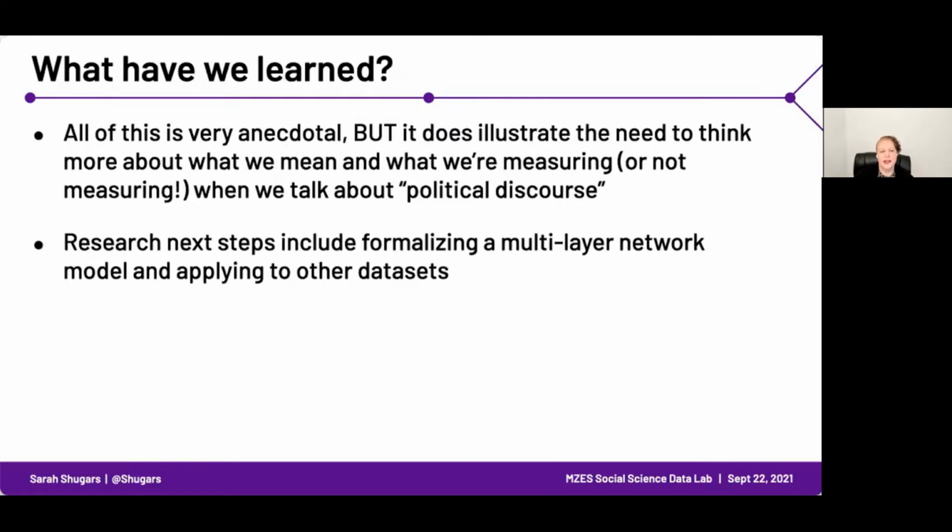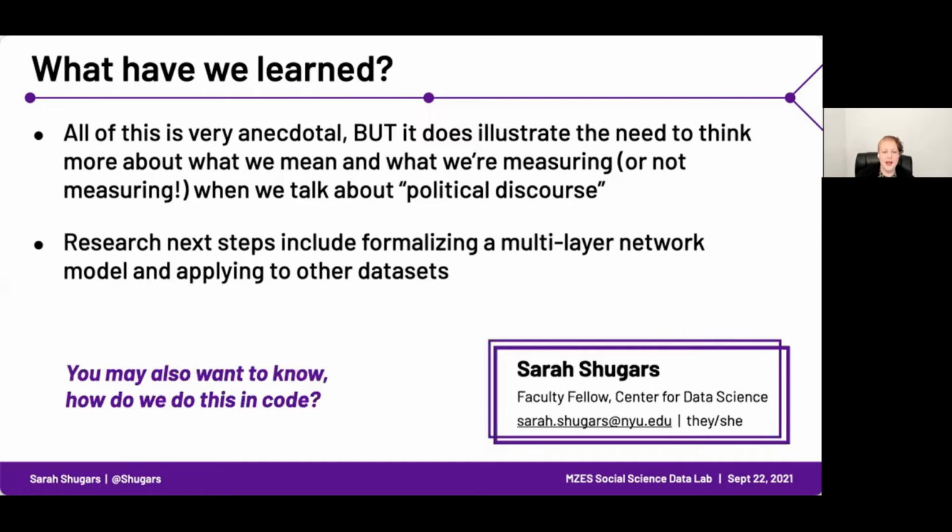So again, all of this is very anecdotal, but it does illustrate the need to think more deeply about exactly what we mean and what we're measuring or not measuring even when we talk about political discourse. This is very much work in progress, but I'm working towards building a more formalized model of these three different layers and how to think about checking your various discourse networks to see which of these layers you might be concerned about or need to investigate more. Okay, so then you may also want to know how we do this in code.